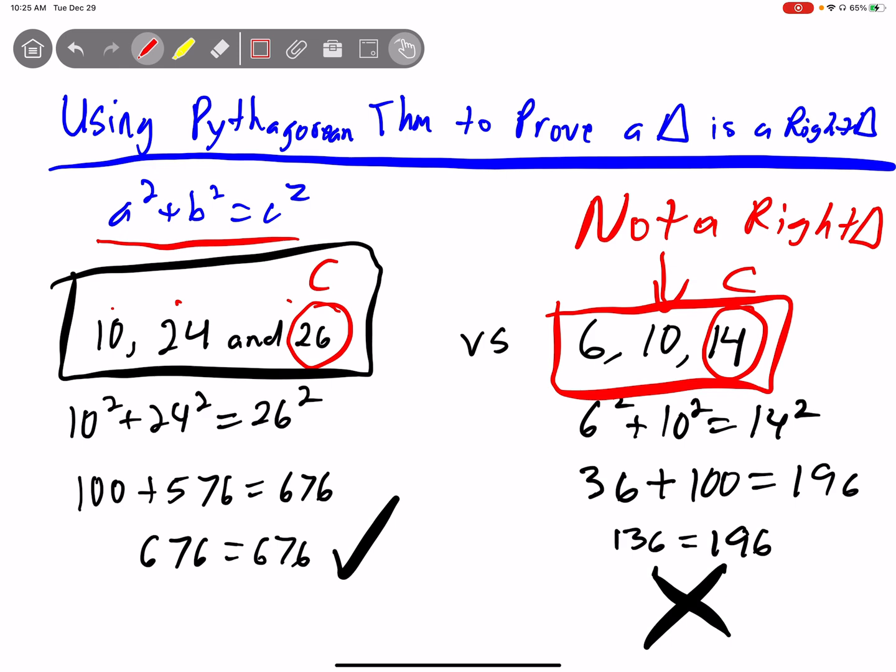On the other hand, 10, 24, 26 is a right triangle. And again, I prove this by plugging the sides into the Pythagorean theorem. That's it. Those are the basics. If you have any questions about the Pythagorean theorem or how to use it, please let me know. Thank you.